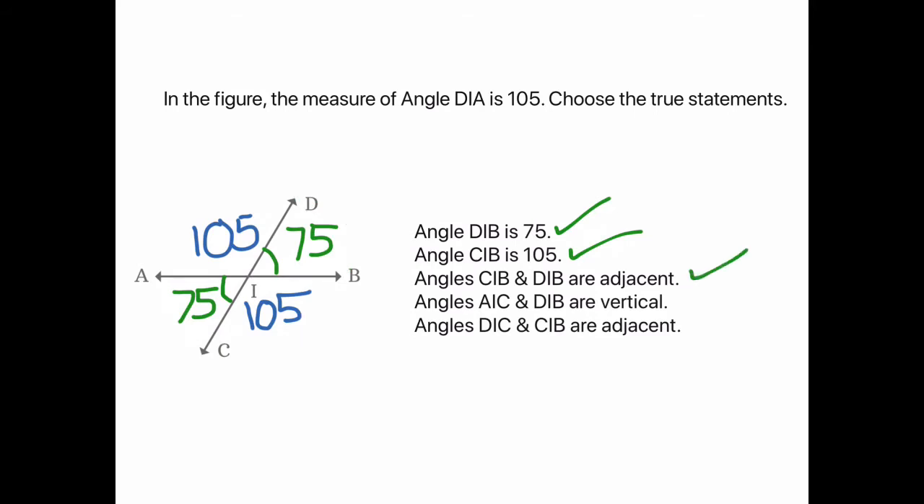And angles AIC, this one here, and DIB here are vertical. Yes, that's true. They are. And so we'll erase those lines real quick. Mark that one down. And angles DIC, that's this whole thing there, and CIB, this little piece right here, those are not adjacent. They're actually overlapping. So this one would get the X, but the rest of them are all true.